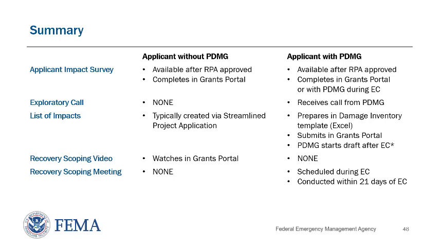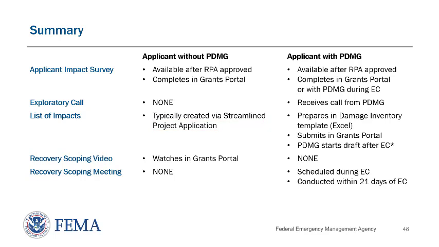In a nutshell, for disasters declared on or after September 7th, 2020, as we mentioned, applicants without program delivery managers will complete the Applicant Impact Survey in Grants Portal after their request for public assistance is approved, and then they will watch a recovery scoping video in order to move forward in the public assistance process. Their list of impacts is typically created through the Grants Portal Streamlined Project application.